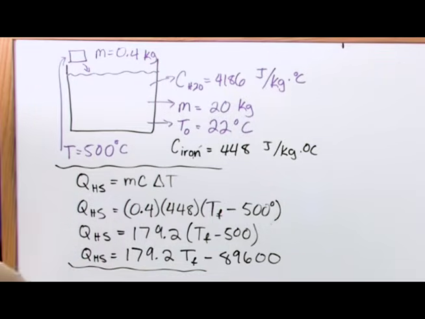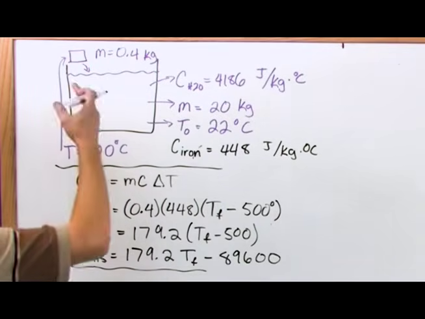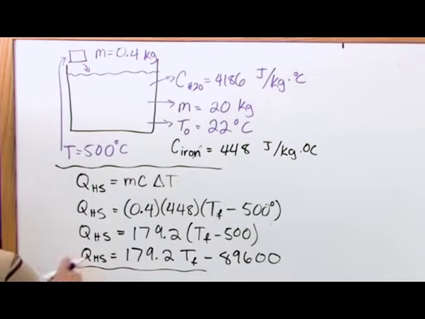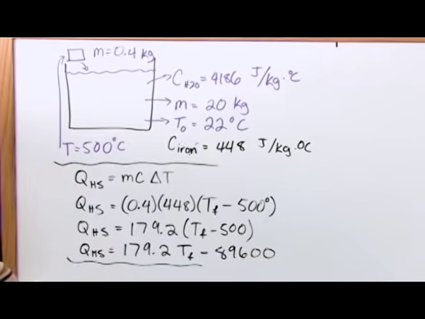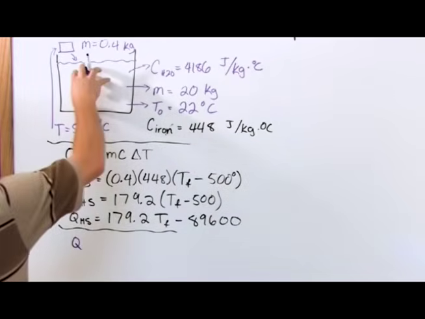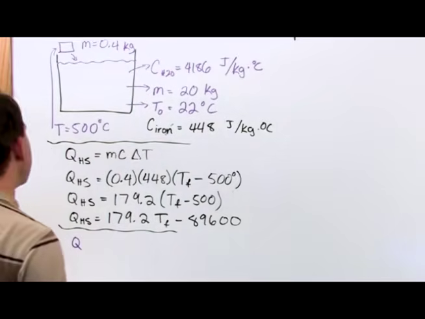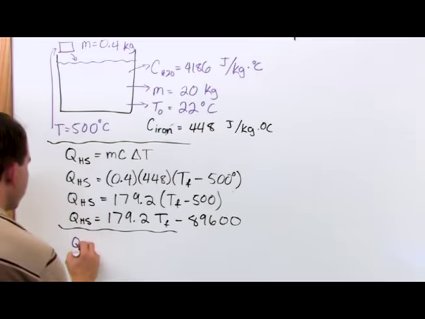Now let me switch colors. That's what happens to the horseshoe. The horseshoe goes in and the temperature goes down, and we've written that relation. Now let's look at the water. If you look at the water, heat is going to be coming into the water because we're dropping a scalding hot horseshoe in there. So heat is going to go in. We're going to call that QH2O.